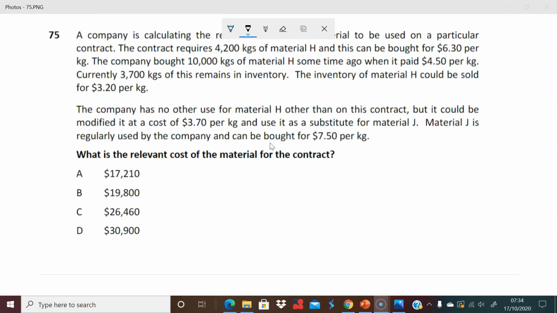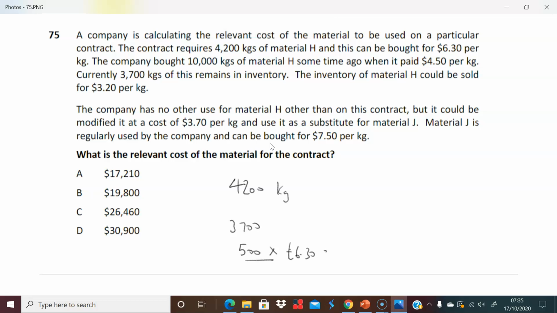Right, 75. So what's the picture over here? Hopefully after you've done a few now, you can start to see what's going on. This company needs 4,200 kilograms, and it currently has 3,700 in stock, so they'll have to go out anyway and get in another 500. They'll have to buy it, and this can be bought for £6.30. That's a fact, they don't have any choice about that bit. And that bit is equal to 3,150.